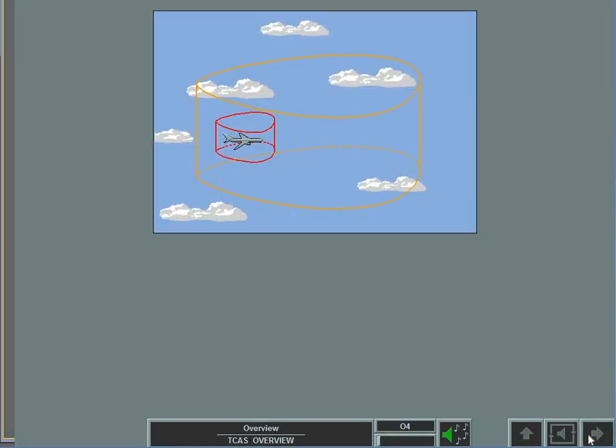TCAS builds a volume of protective airspace around your aircraft, defining a potential collision area and a caution area. TCAS interrogates transponder-equipped aircraft, locates them and tracks them to determine whether or not they represent a potential collision hazard.